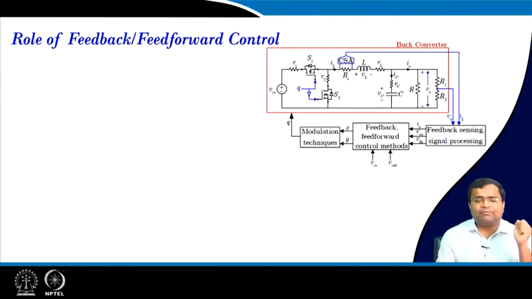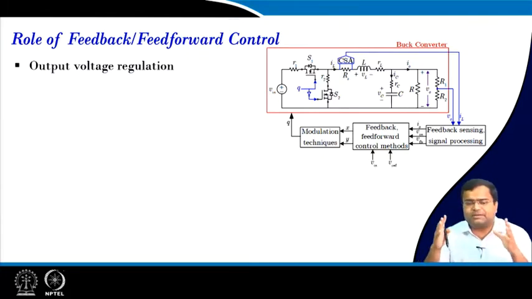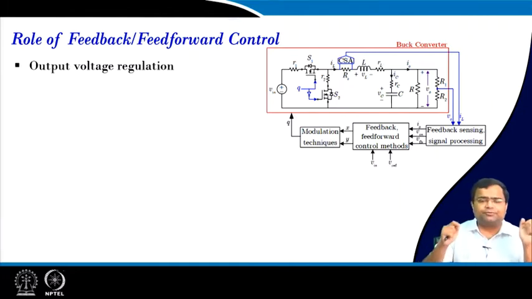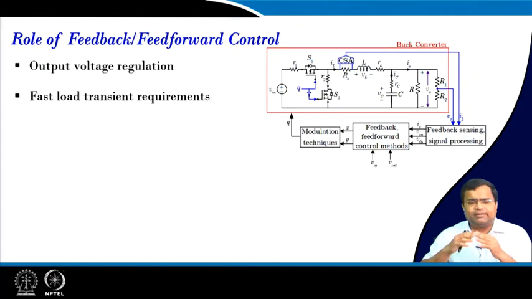And the role of feedback control. Here the feedback control as well as feed forward control have certain objectives and functions. First of all we need to regulate the output voltage, we need to achieve very fast load transient, that means we need to meet certain load transient requirements. We need to protect with a current limit.